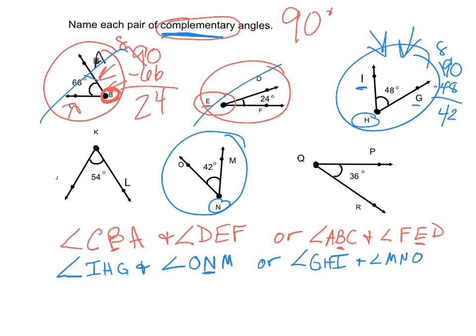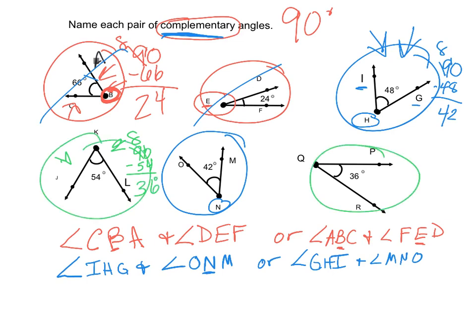All right, so now I'm going to change to green, and I'm going to move to this one because I haven't done this one yet. Complementary means they add up to what? 90. So 90 minus 54. 36 degrees. So yep, that's good. And go ahead and write those angles down. See how you write them.